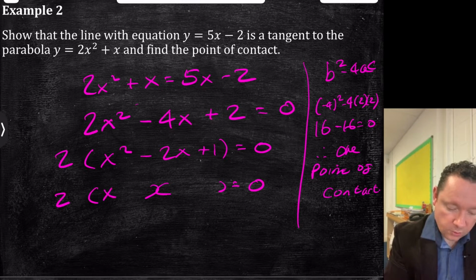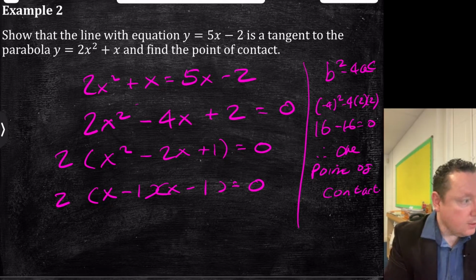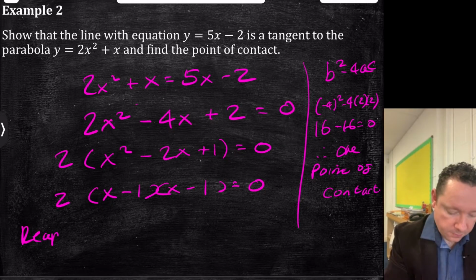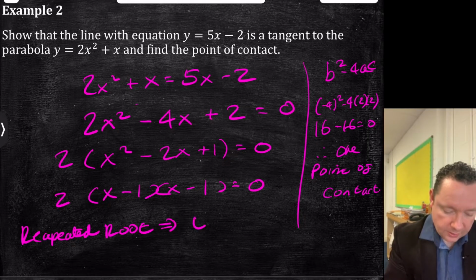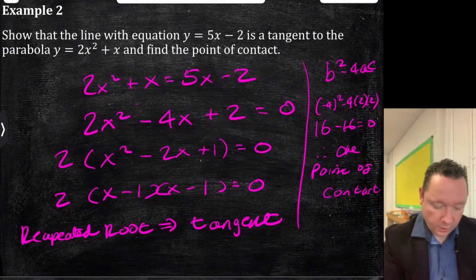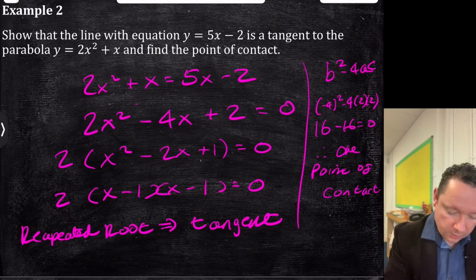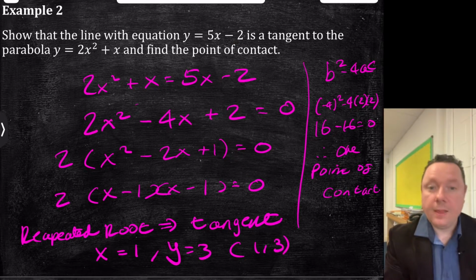I would just get the roots this way, and since it's a repeated root, we can then say that that implies tangent. Okay, and then we just solve it. So x minus 1 equals 0, so x equals 1, and then subbing that in to here, 5 minus 2 is 3. Y equals 3, so the point is 1, 3, and we're done there.